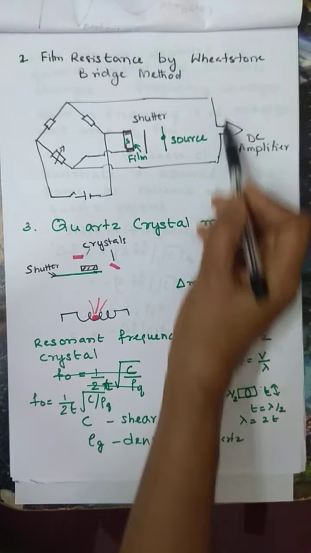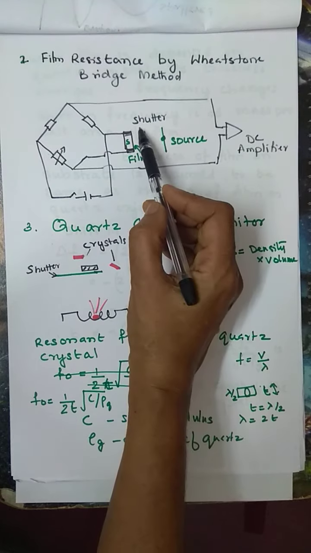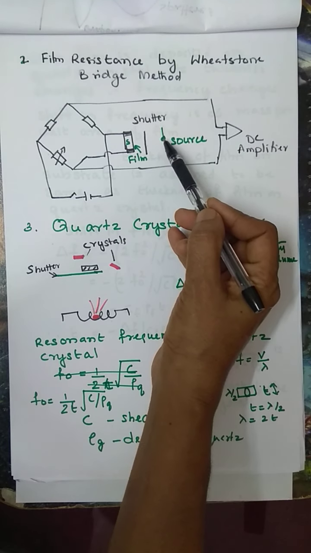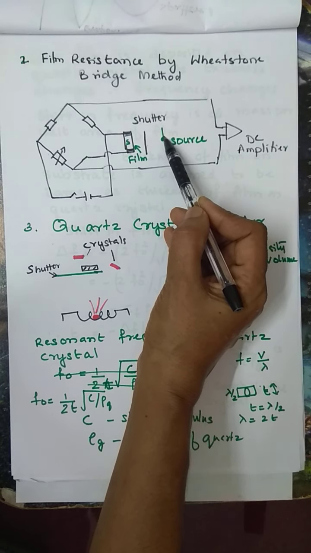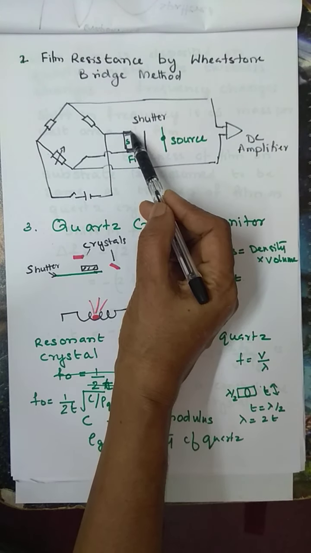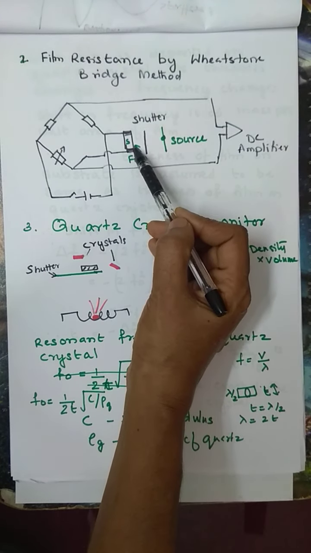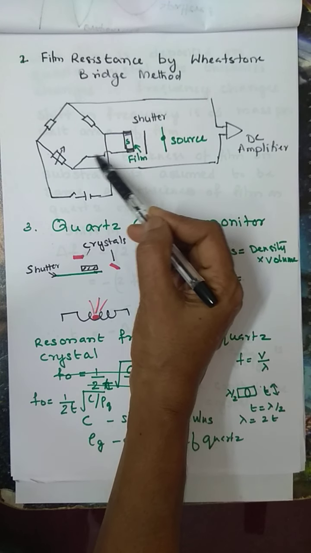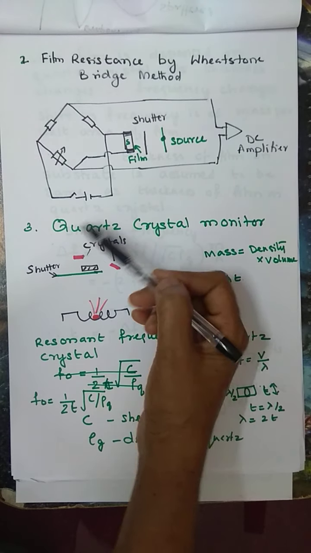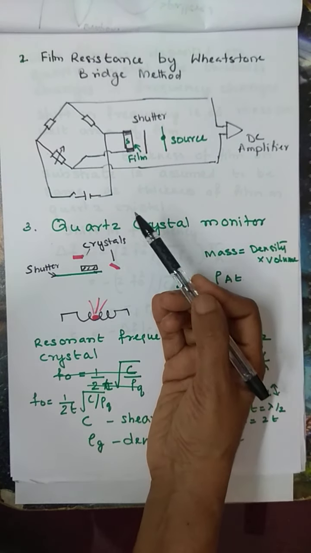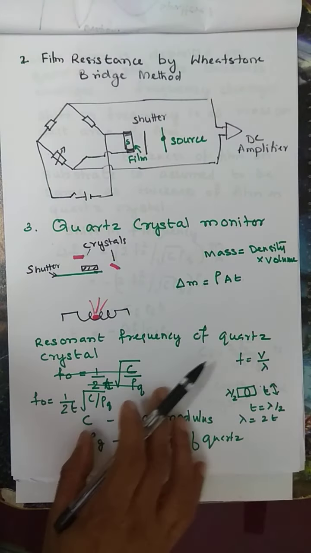We are enclosing this entire thing inside our vacuum chamber. You have a source. This is a shutter. Initially you keep the shutter closed, and when you start the experiment you can open the shutter from outside. This is the substrate over which the material from the source gets evaporated and the film is deposited. So as the film is being deposited on this, the resistance of this arm S will change. This change in resistance can be measured, and since resistance is proportional to thickness, you can calibrate it and determine the thickness. So this is an indirect method of determination of thickness.